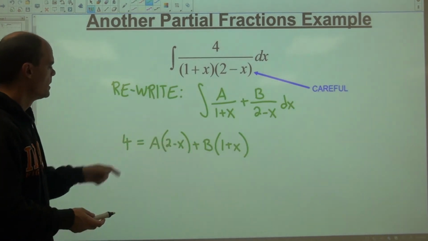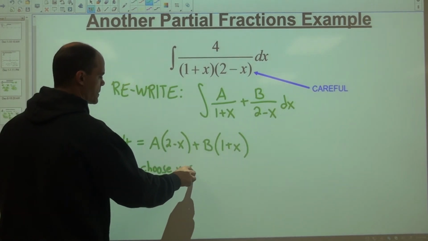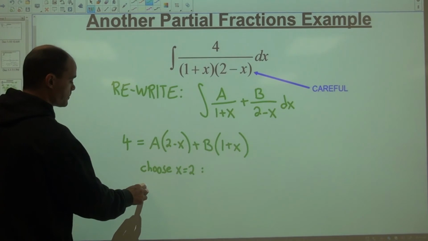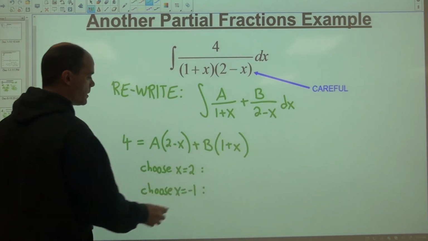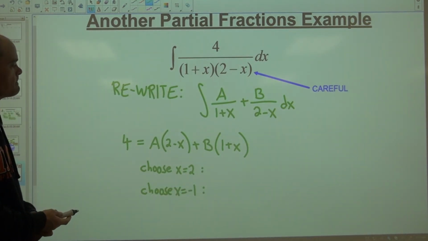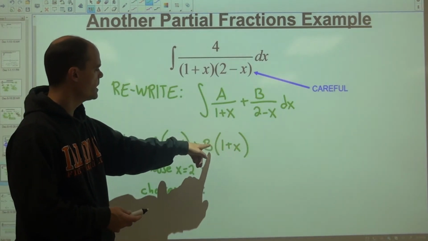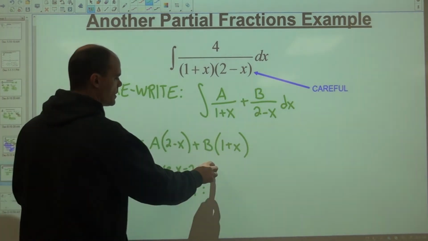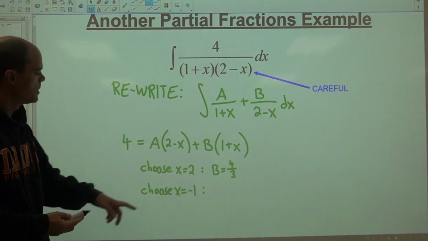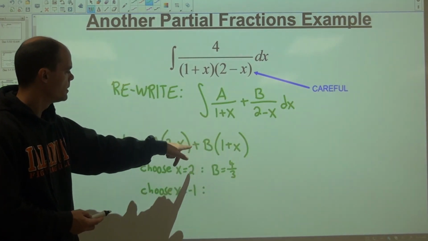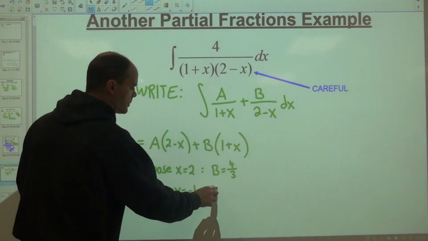And now what seems like logical choices? It seems to me if I choose x equals 2, that's going to help a lot. And if I choose x equals negative 1, that looks like the other winner. Let's plug them in. Plug in 2 here, this goes away. Plug in 2 here, I get 3. I'll divide by 3 and B is going to equal 4/3. Plugging in -1, this goes away. I end up with +3. 2 minus -1 is 3, and I get A equals the same thing.